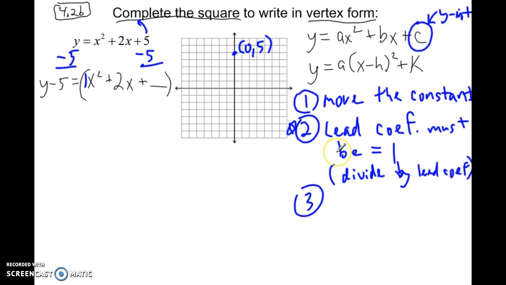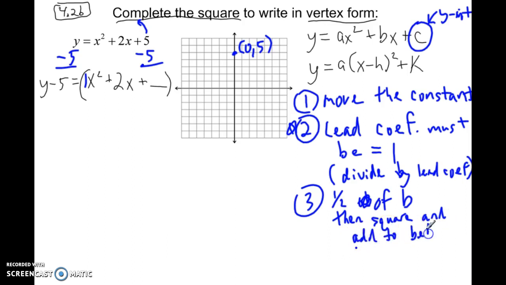Third step we've done before with completing the square. Hopefully you remember it. You take half of this number, so half of b, then square that value and add to both sides. Okay, so I'm going to take half of this number 2. Half of 2 is 1. 1 squared is 1. So I'm going to add 1 to the right-hand side. I'm going to add 1 to the left-hand side.